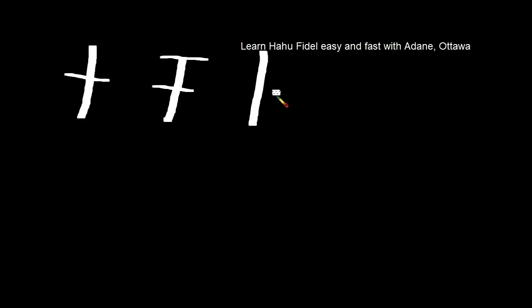So what I mean is for ta and cha and ka, the last Fidels for this group are almost the same. They look the same, except you put something on this one. Let me show you what I mean. So the last Hahu Fidel for this group is the O sound, the seventh Hahu Fidel in each of them. They have something common to all of them.